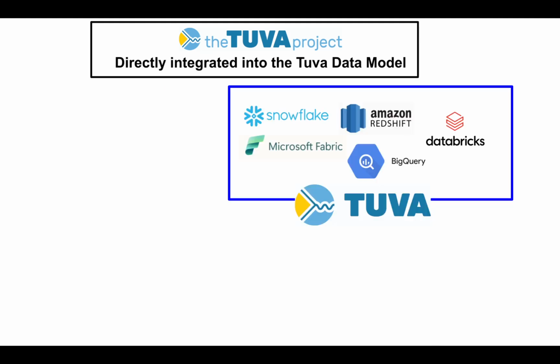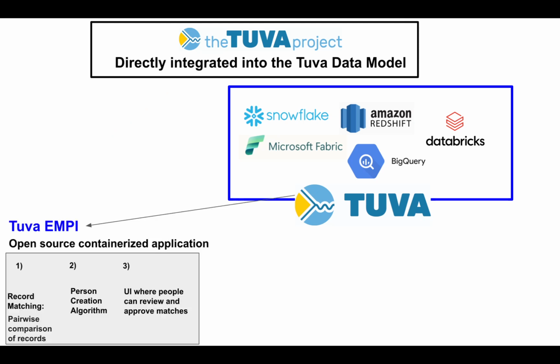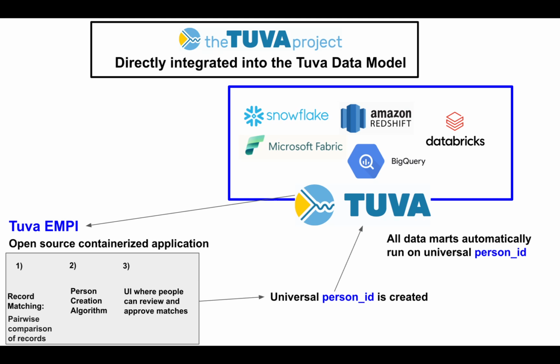And if you have your data in a cloud data warehouse sitting in the Tuva data model, there is a pipeline that integrates your data model to the Tuva EMPI solution. It runs in a containerized application where all three components for matching happen. This creates a universal person ID that then gets integrated back into the data warehouse, and all your data marts automatically run on this universal person ID that is created. So it's a seamless integration with your data flow, unlike other EMPI solutions that are very difficult to integrate with your data flow because you have to figure out what are the pipelines to integrate to any data mart, to your different data sources and so forth. This just runs out of the box if your data is in Tuva.